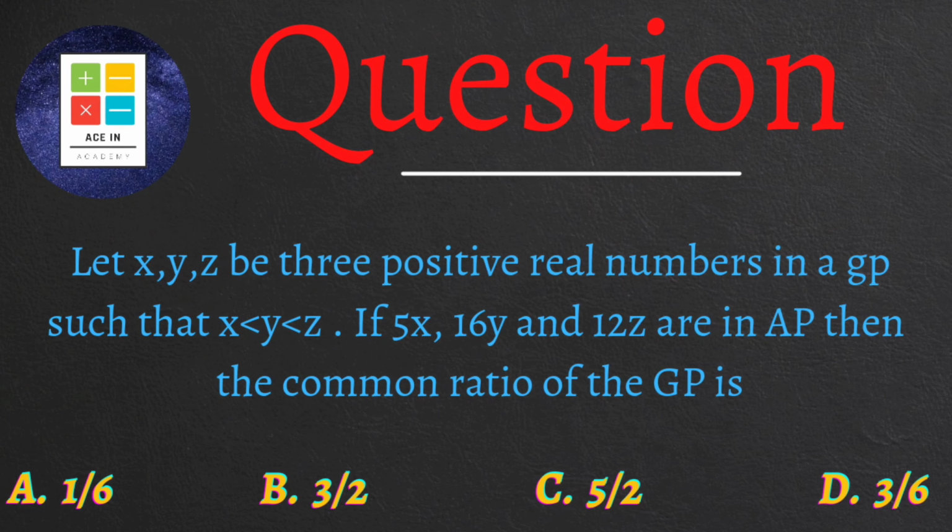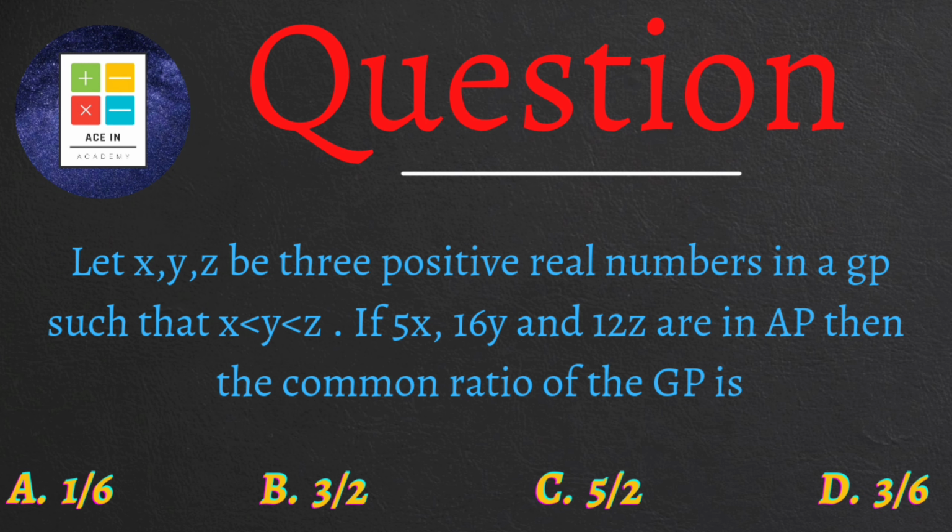Now the question is as follows: let x, y, z be three positive real numbers in a geometric progression such that x is less than y and y is less than z. If 5x, 16y and 12z are in an arithmetic progression, then the common ratio of the geometric progression is.